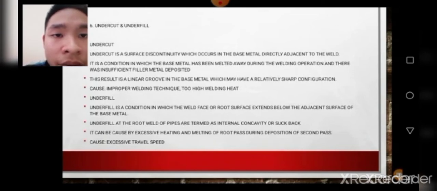Underfill. Underfill is a condition in which the weld face or root surface is below the adjacent surface of the base metal. Underfill of the root occurs at high temperatures, as in metal contraction or shrinkback. It can be caused by insufficient heating and melting of the weld pass during deposition of the second pass, for example travel speed.